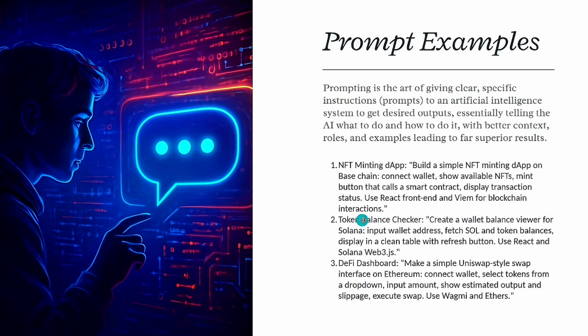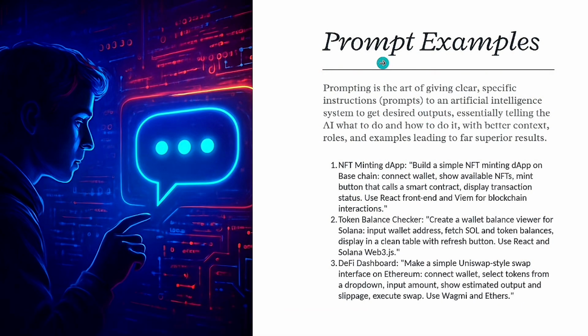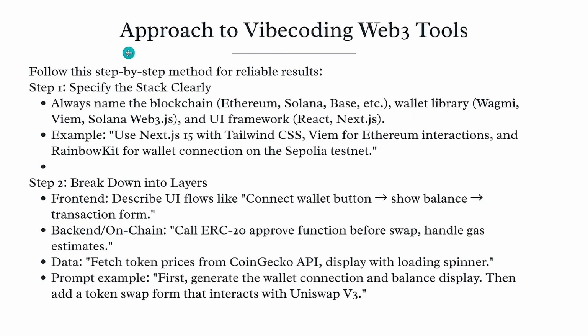Yeah, it's the same thing with a token balance checker. You can either say, I want to build a token balance checker, or you give the LLM much more context, like: create a wallet balance viewer for Solana, input wallet address, fetch SOL token balance, display in a table with a refresh button, use React, and so on. So the more context you give an AI, which is the better your prompting is, the better the app you are going to get. So that's just it about prompting. I do not want to bore us with too much talk, that's why I'm trying to move fast.